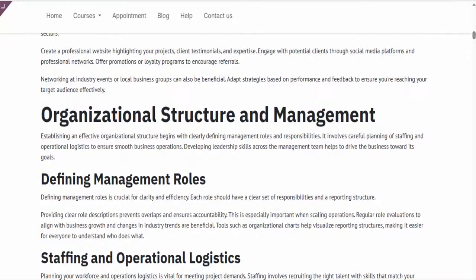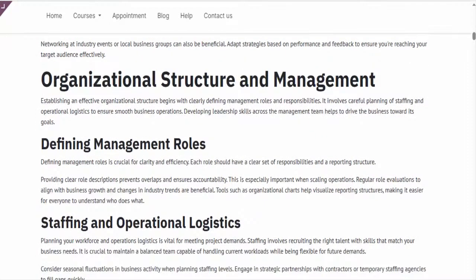Organizational structure and management. Establishing an effective organizational structure begins with clearly defining management roles and responsibilities. It involves careful planning of staffing and operational logistics to ensure smooth business operations. Developing leadership skills across the management team helps to drive the business toward its goals.